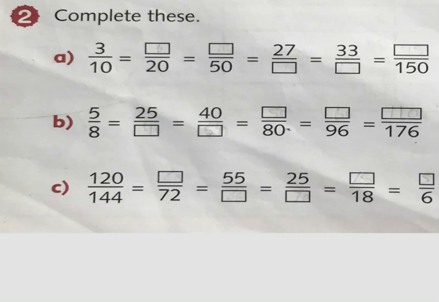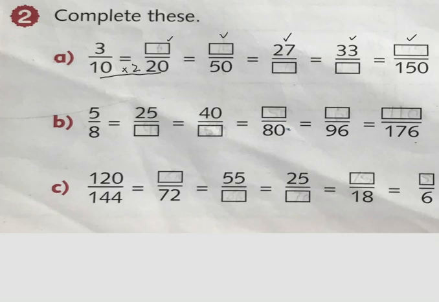Next question, we have the same kind of question as question number 1. Complete these. So look toward question number A. The first fraction is 3 divided by 10, and all of them are its equivalent fractions, but we have to find the missing number. How will we find it? Look at the complete side, this one. Find the number which we multiply with 10 and it gives us 20. So we know that 10 multiplied by 2 is equal to 20.